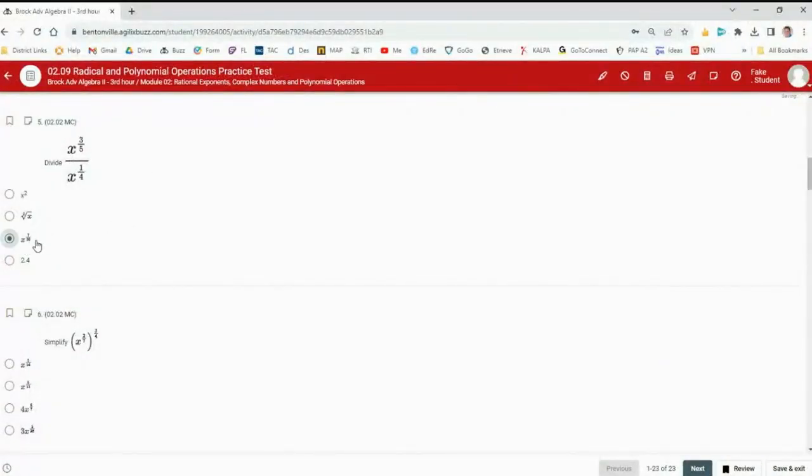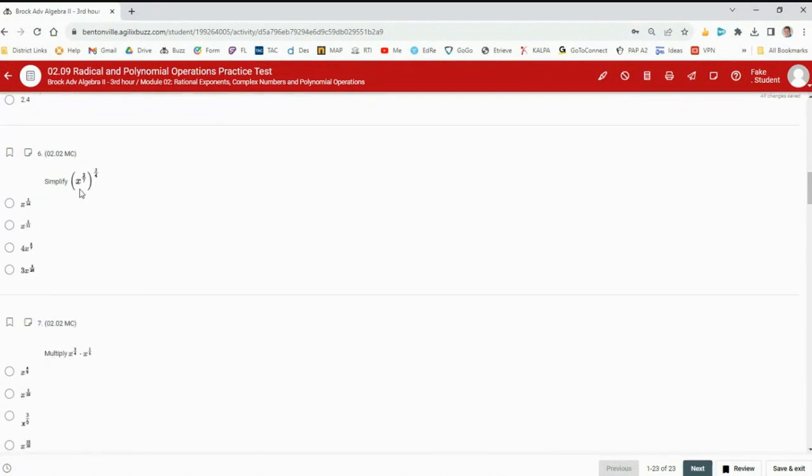There it is, x to the 7/20 as an exponent there. Okay, this one has a power to a power, x to the 2/7 raised to the power of 3/4. Well, in that case, when we have a power to a power, we multiply the exponents. So 2 times 3 is 6, and 7 times 4 is 28.